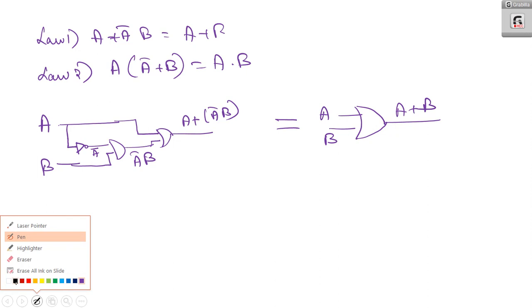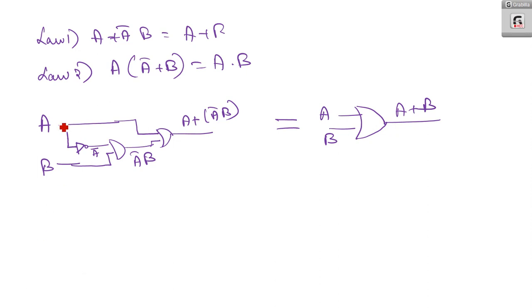So let me have some inputs here. Let my input be 0 and 1. So what is A bar? A bar is 1. So what is A bar B? 1 and 1 is 1. Now here we get 0 or 1, which is 1. Here I have given A and B as 0 and 1, so 0 or 1 is 1. You can see that for these two inputs, the output is exactly the same. Therefore we can say that these two circuits are exactly the same.